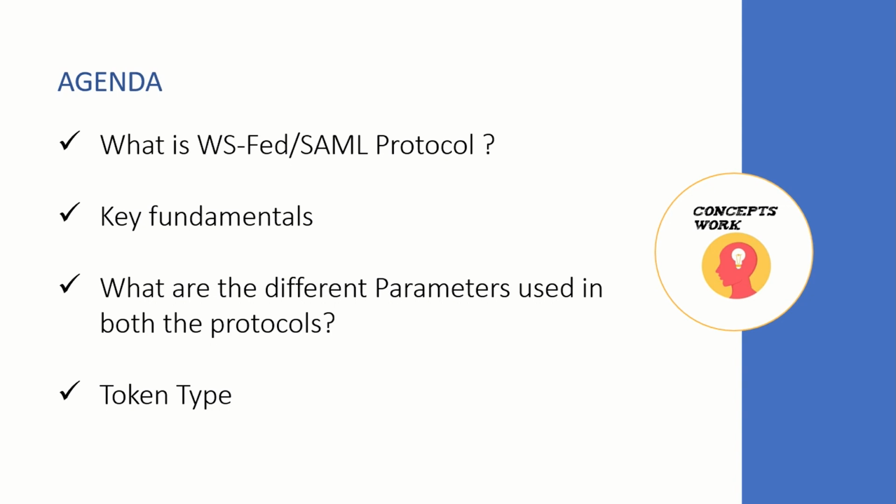Third thing that I'm going to talk about will be different parameters used by both of these protocols. And the last thing that I'm going to talk about will be token type. That means when you are using a specific protocol, what kind of token you will get from the identity provider.